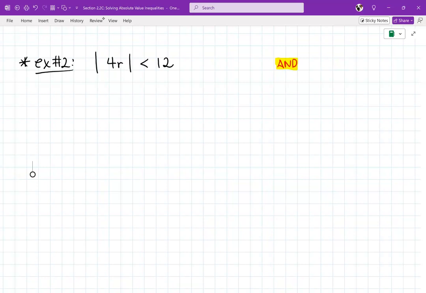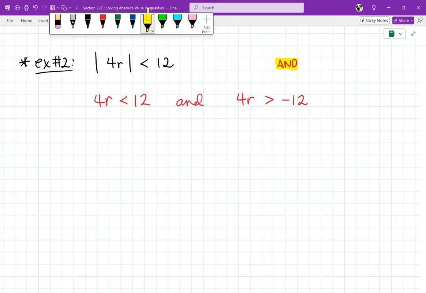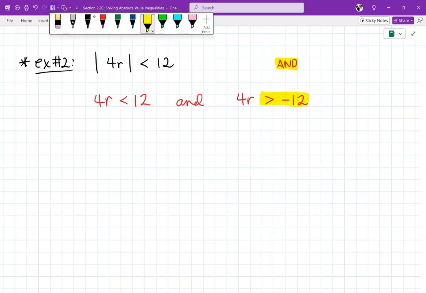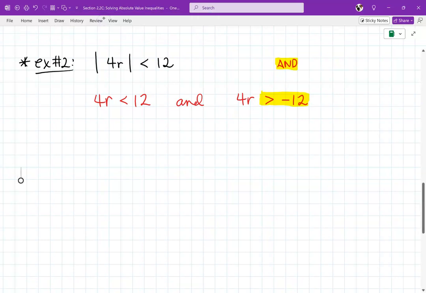So I'm going to go ahead and rewrite this. For r less than 12 and for r greater than negative 12. Again, I'll highlight that little piece just so that, the notes for whoever's at home watching or something, they can see like, oh, there's the difference, right? That's the change. That's the change.